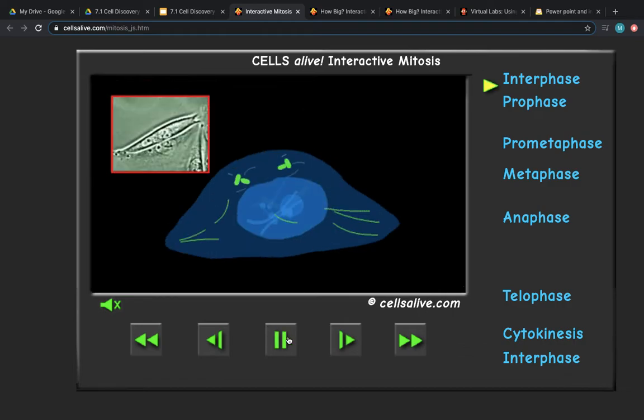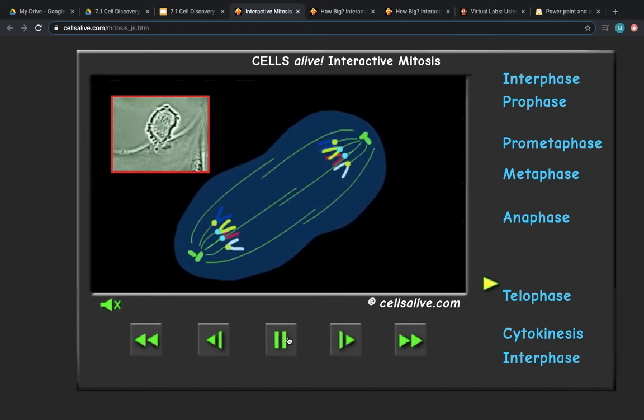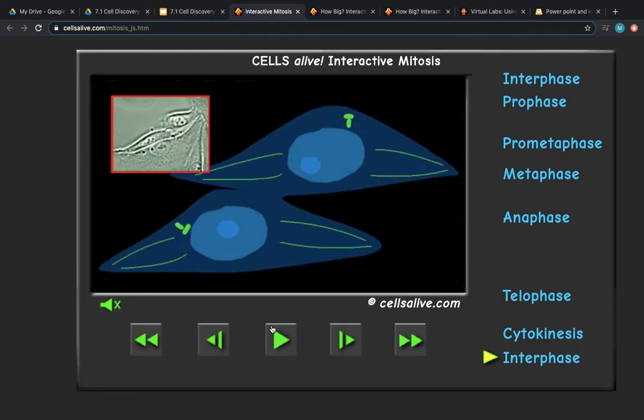Okay? So let's go over that again. Cell division, DNA gets separated, and you get 2 new identical cells. And you guys can also look over here. I sent you guys this simulation so you can watch it on your own too.